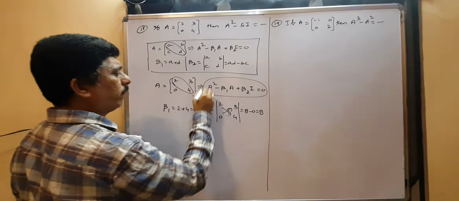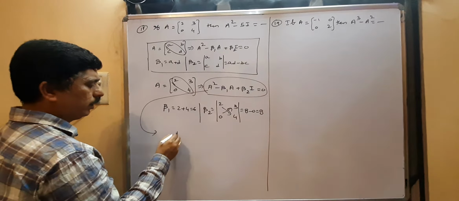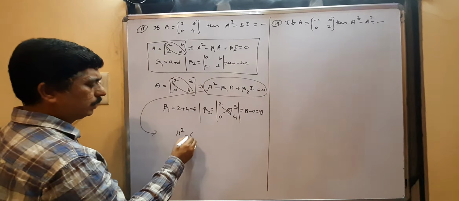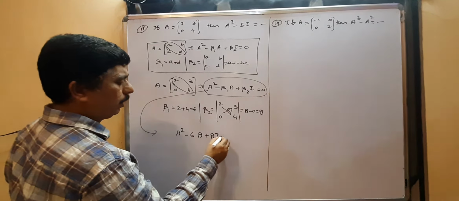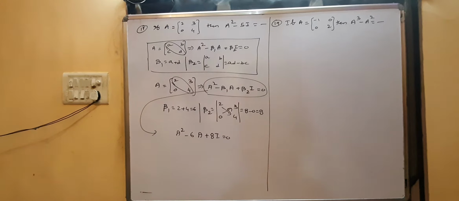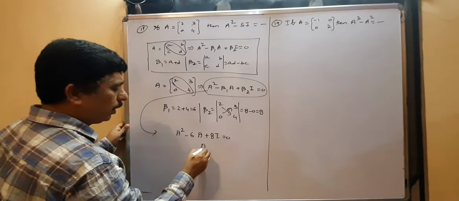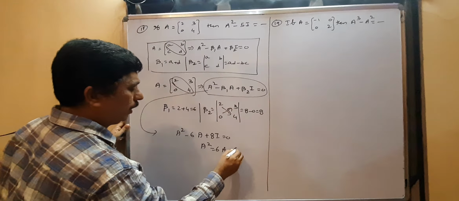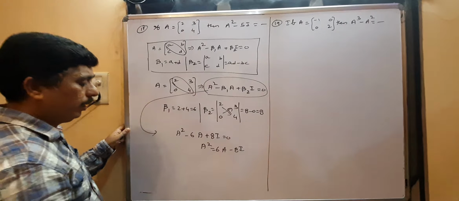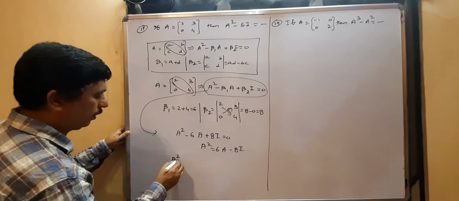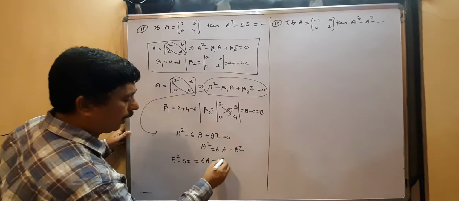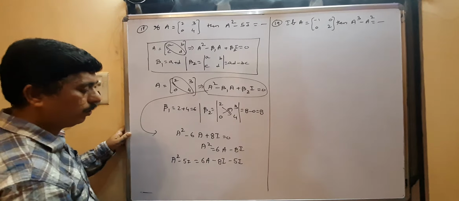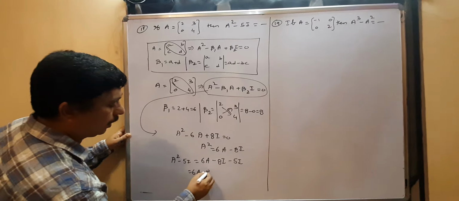Substitute in this equation. This equation becomes A square minus beta 1 is 6A, beta 2 is 8, I equal to 0. But they are asking to find A square minus 5I. So what is the A square value? A square equals 6A minus 8I. Okay, A square minus 5I equals 6A minus 8I minus 5I. That is 6A minus 13I.